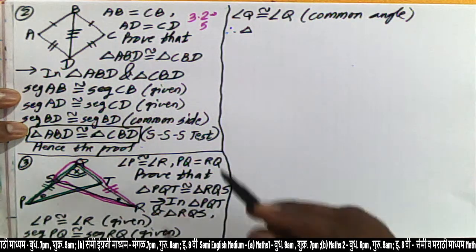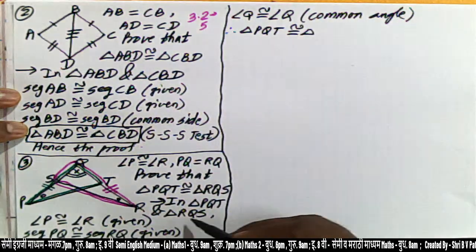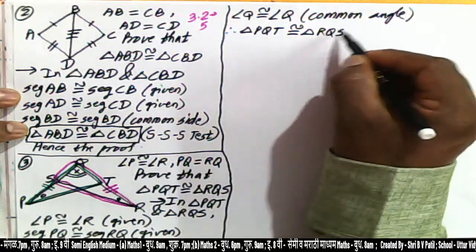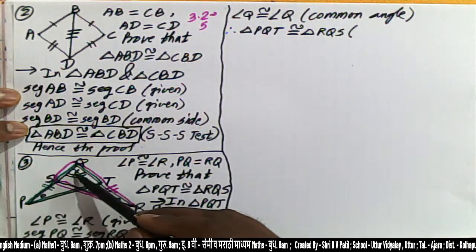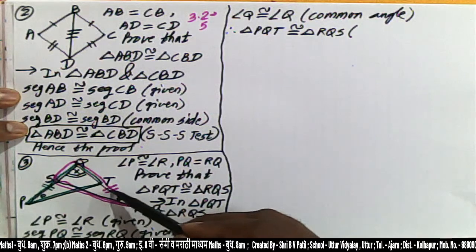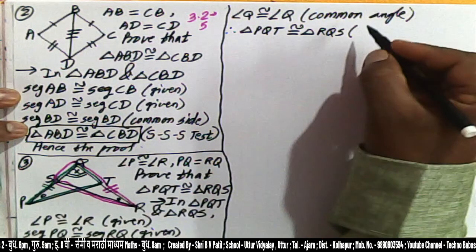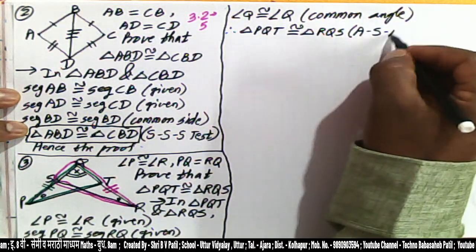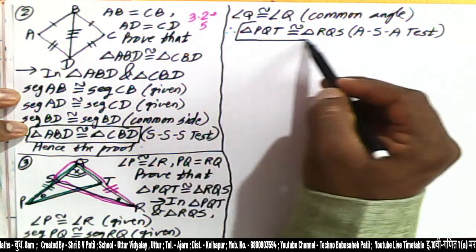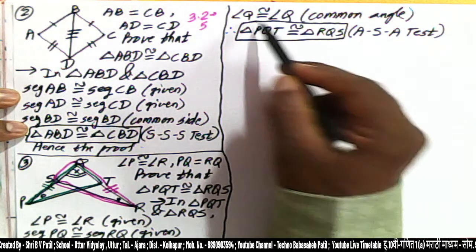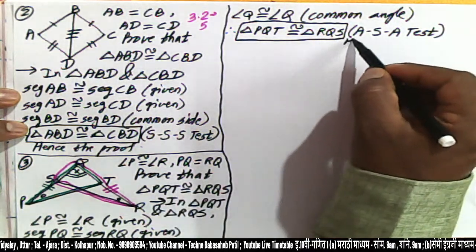That is triangle PQT congruent to triangle RQS, and the reason is angle side angle. Here angle side angle, ASA, here also ASA, ASA test. In this way we can get the answer, and that is the asked question, hence the proof.